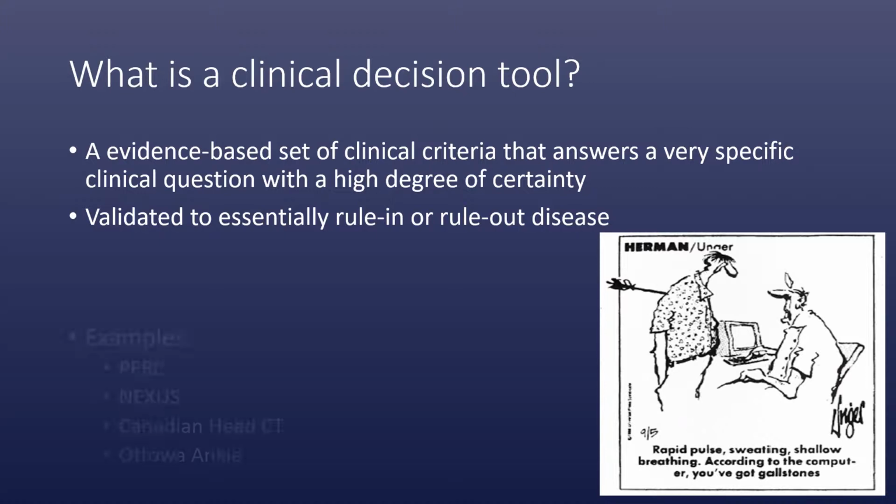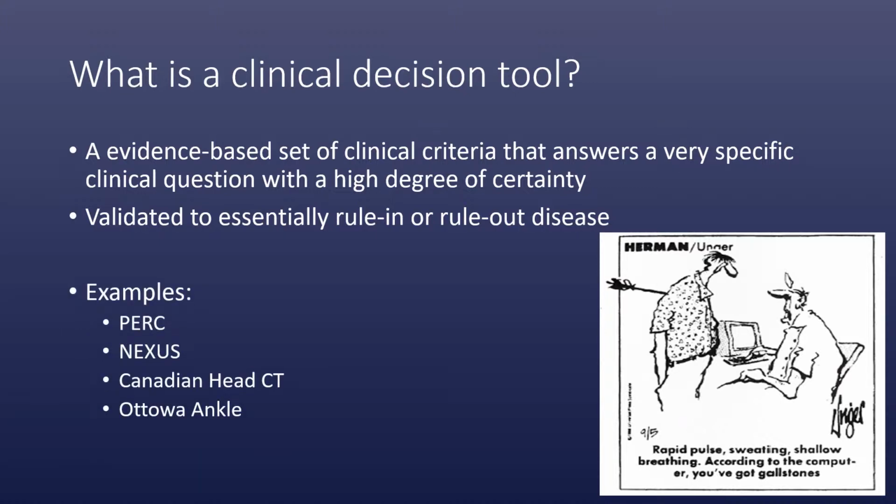Many of you are probably already using these in your practice, with some of the most common examples we use in the ED being things like the PERC rule for pulmonary embolism, the Nexus criteria for C-spine clearance, and the Canadian Head CT rule for low-risk head injury.